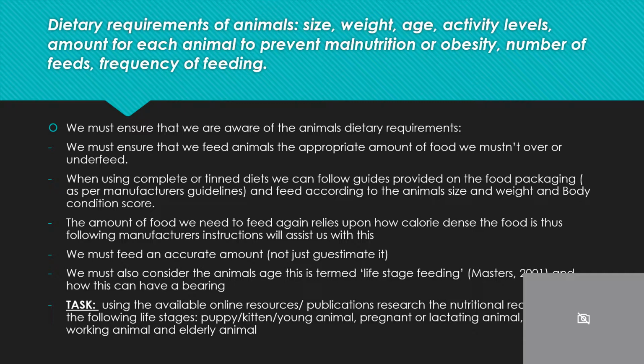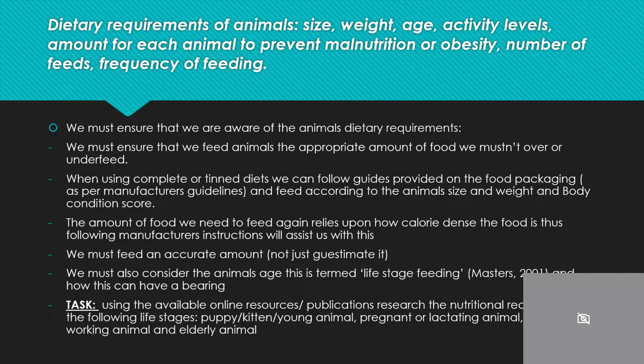Or are they overweight, so we actually need to adjust this and tweak it so that we start to reduce that weight? And the amount of food we need to feed is going to rely on how calorie dense the food is. So if we use our manufacturer's instructions, so not only on our tinned foods, on our complete diets as well, that will assist us. And we must feed an accurate amount, so weighing it out using scales, using appropriate veterinary prescription containers to measure it out accordingly. We shouldn't just guesstimate it. And we must also consider the animal's age and life stage feeding, and also how that can have a bearing.